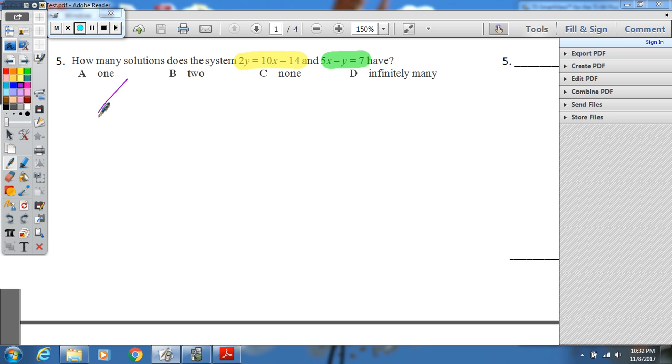If it has one answer, it's going to intersect and it's going to touch in one spot. If it has no answers, that means it's going to be two parallel lines. They're never going to touch. Infinitely many means when I graph this thing, it's going to be the same line right on top of each other. Guys, it's not possible for two lines to touch only 2 times. So letter B is a bogus answer. You're not going to choose that one.